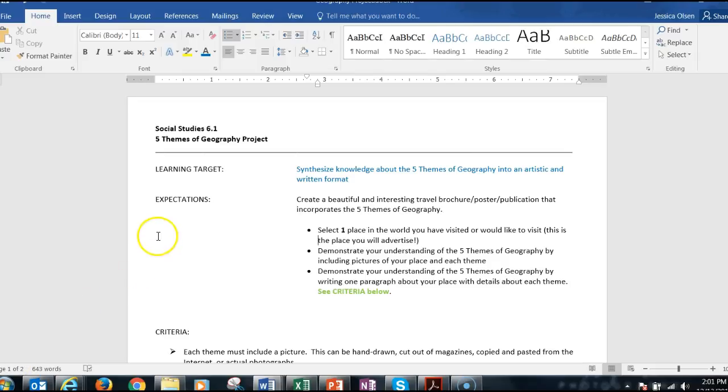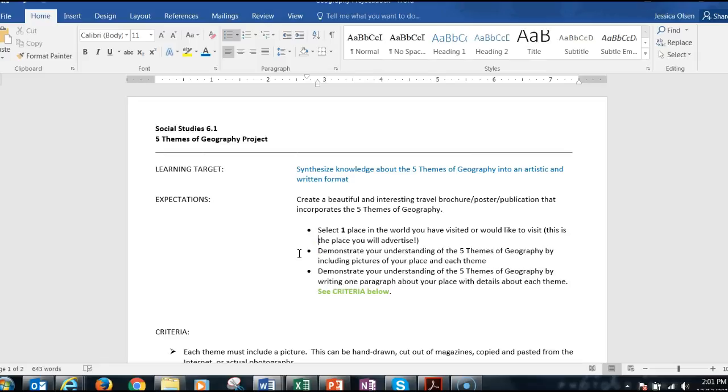Now, right here, it says expectations. Create a beautiful and interesting travel brochure. Maybe it's a poster. I'm calling it a publication that incorporates the five themes of geography. I am very interested in seeing the different formats for your travel publication. So here's what you do. Select one place in the world you have visited or would like to visit. This is going to be the place that you advertise.